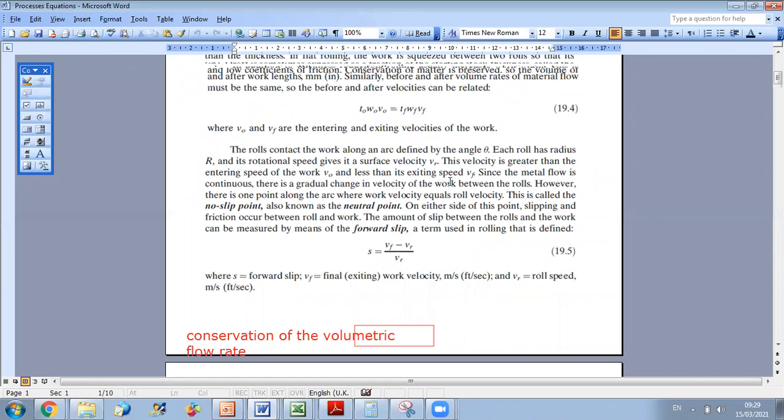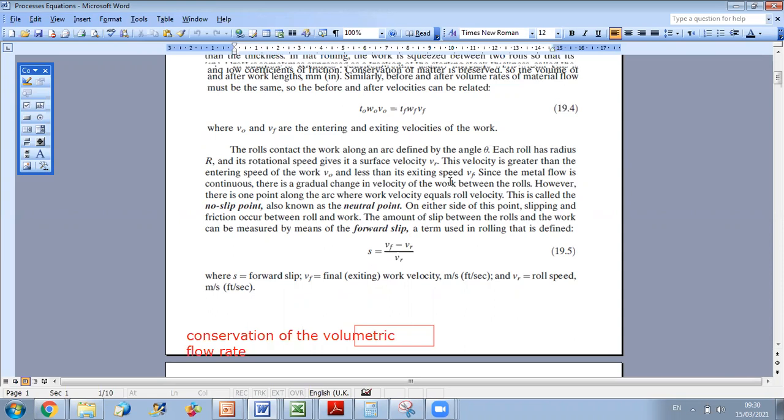So v0 is smaller than vr, and vr is smaller than vf. The vr will contribute to an increase in velocity of the work to move through the rolls, and in order to pass the rolls, the final velocity vf will be higher than vr. Since the metal flow is continuous, there is a gradual change in velocity of the work between the rolls. So this increase will be gradual from v0 to vr. However, there is a point along the arc where the work velocity equals the roll velocity. This is called the no-slip point, also known as the neutral point.